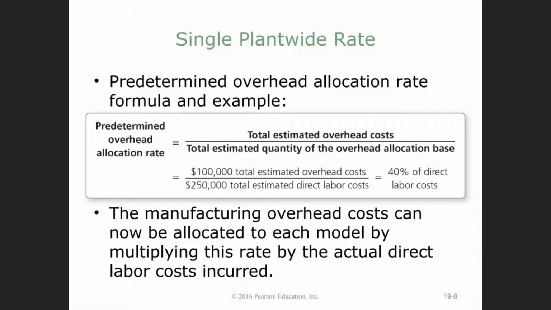To calculate the predetermined overhead allocation rate, you're going to take the total estimated overhead cost divided by the total estimated quantity of the overhead allocation base. As an example, we have 100,000 total estimated overhead cost and 250,000 total estimated direct labor cost, which gives us 40% of direct labor cost. The manufacturing overhead cost can now be allocated to each model by multiplying this rate by the actual direct labor cost incurred.